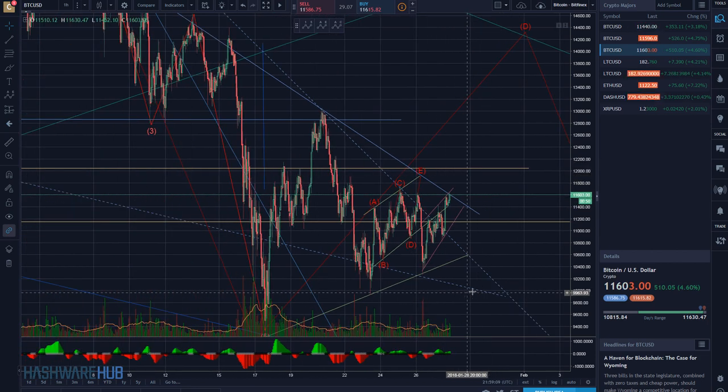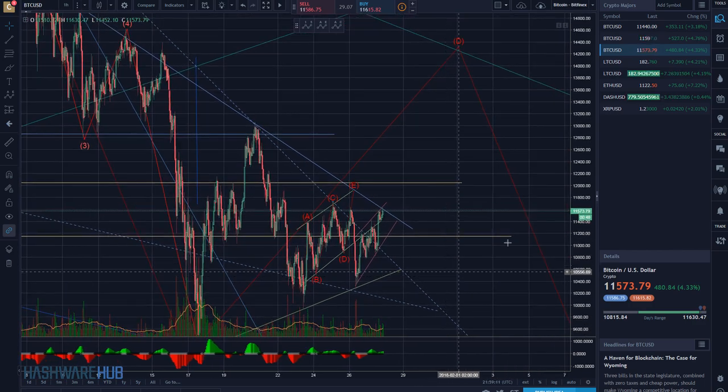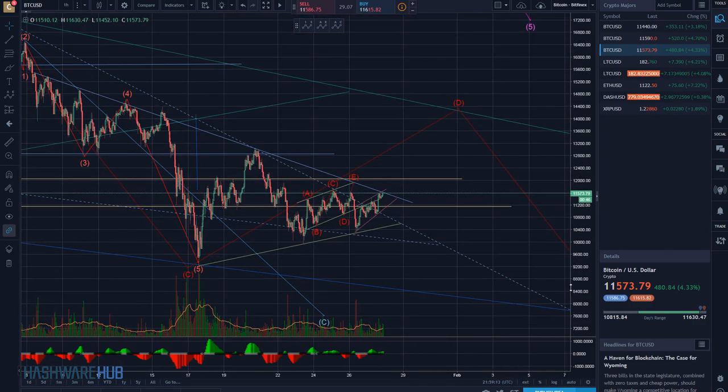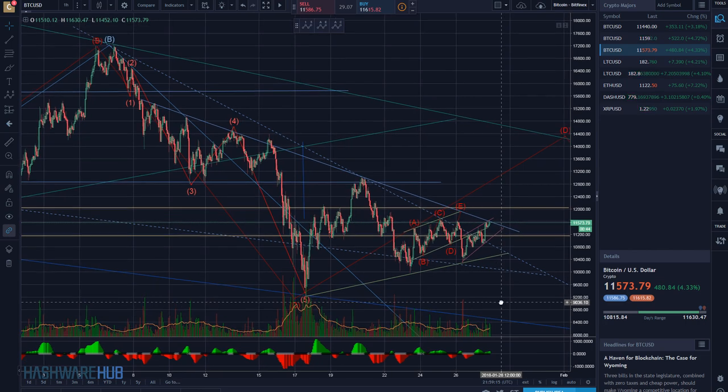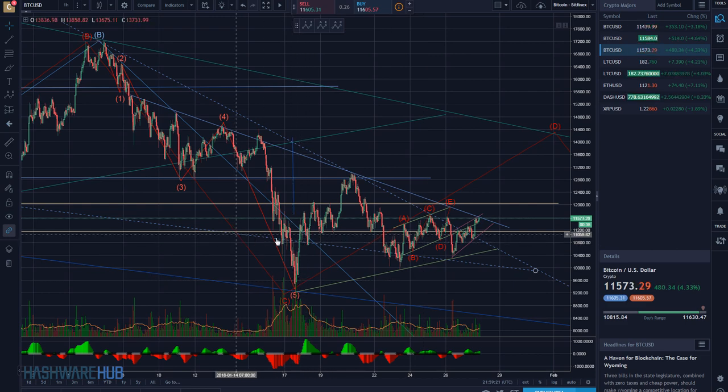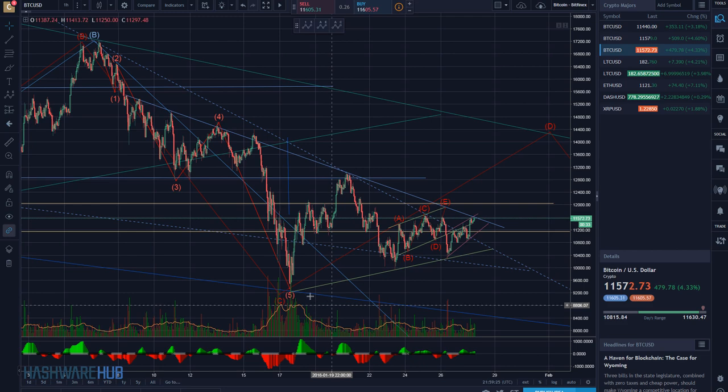Now, again, let's zoom out. So now we're at this other triangle of a triangle. So this top is the blue line, right? And we have the bottom dashed line right here. Now, let's not forget we had a head and shoulders pattern back here. And based on this head and shoulders pattern, we had assumed that the price was going to make it here.